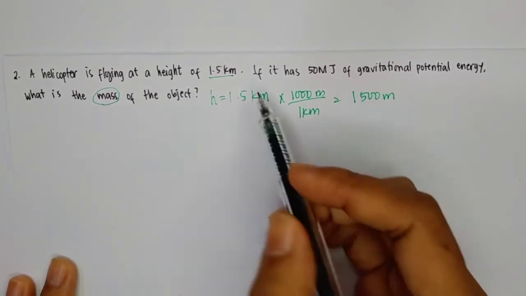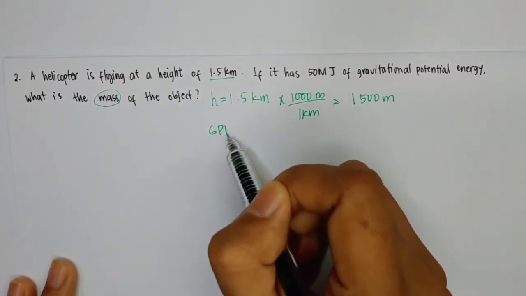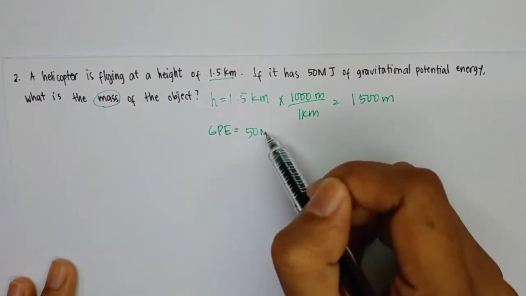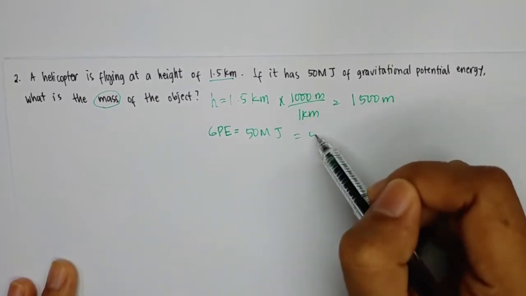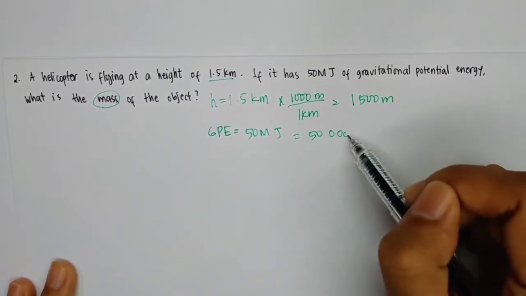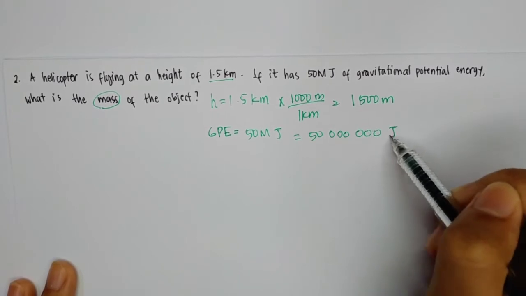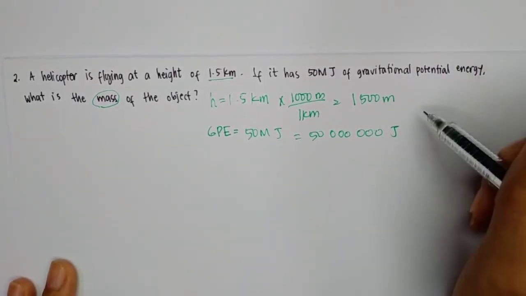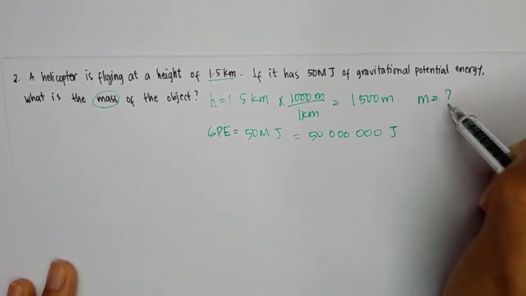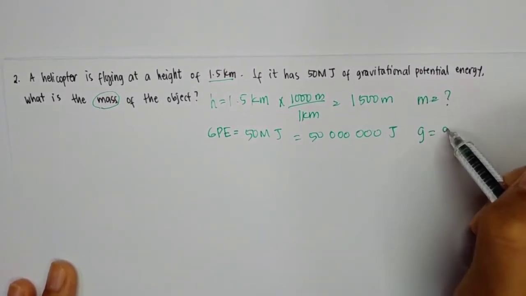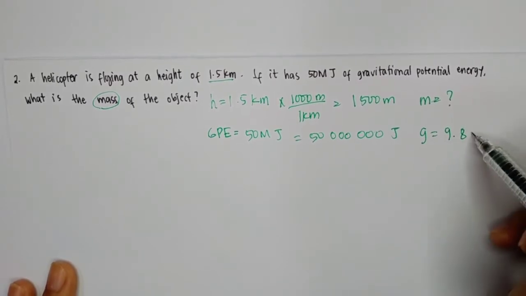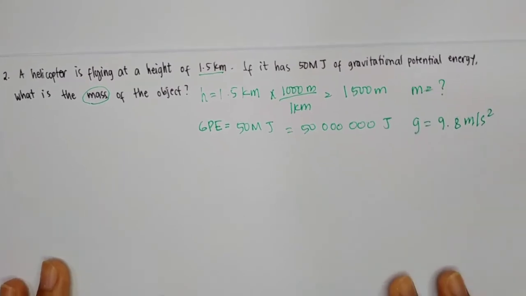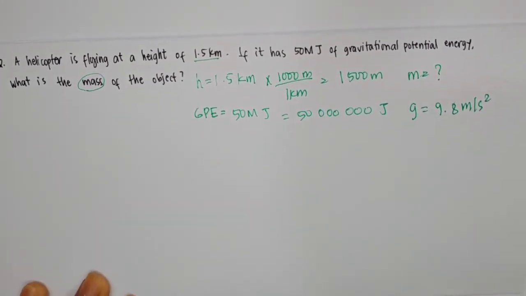Then we have here our GPE, gravitational potential energy, that is 50 million joules. So we're going to find our mass. Our mass is unknown. Our gravity is 9.8 meter per second squared. Let's substitute our given.